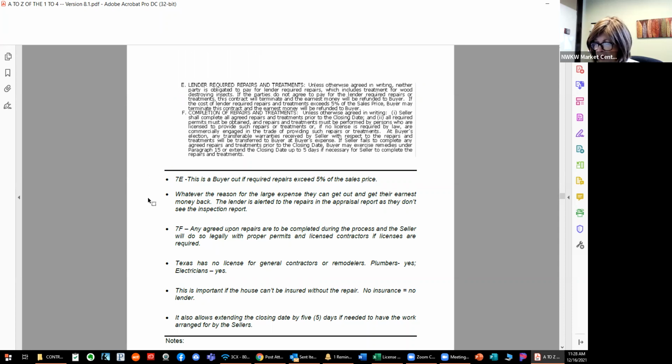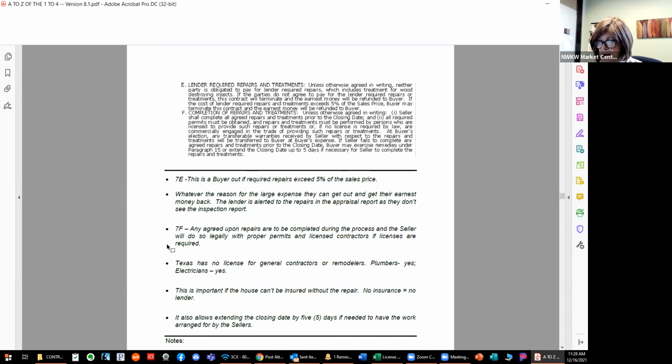Lender required repairs and treatments and completion of repairs and treatments. 7E, this is a buyer out if required repairs exceed 5% of the sales price. If there are so many repairs required by the lender, then you can get out of the contract because of that. There's too many repairs needed. It's too much work. Whatever the reason for the large expense, they can get out and get their earnest money back.